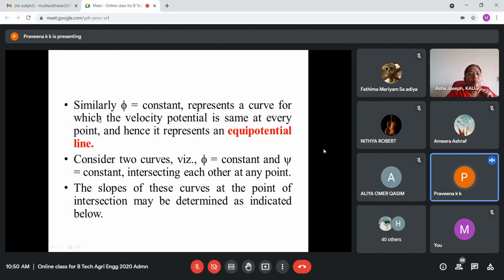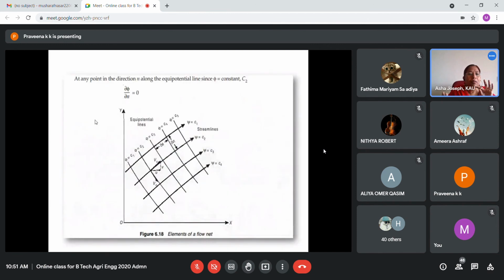Similarly, phi is a constant, and it represents a curve for which the velocity potential is the same at every point. When phi is constant, the same potential exists everywhere along it. So if this is phi equals C1, that means everywhere along this line the potential is constant. Similarly like that. So now go to the current slide.